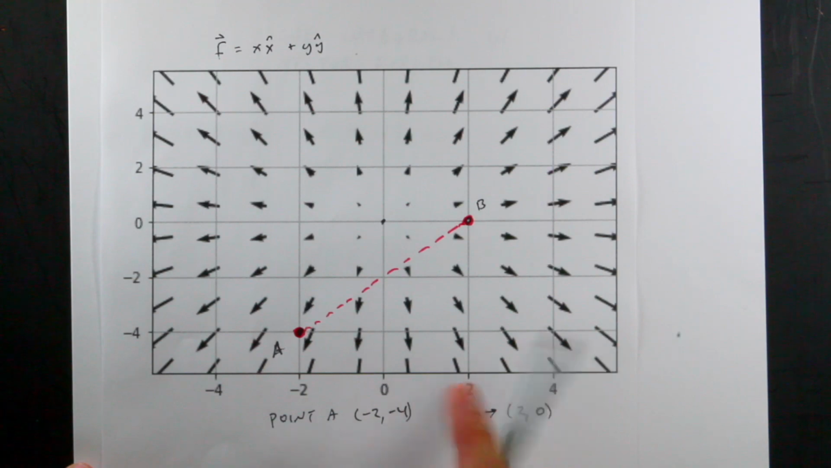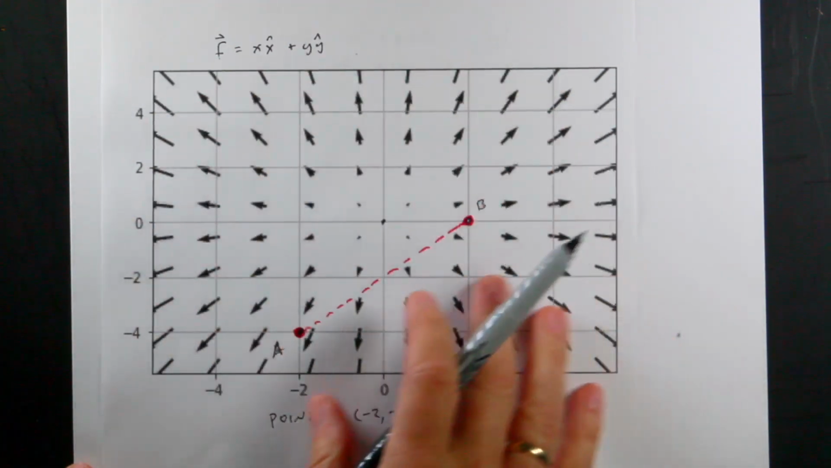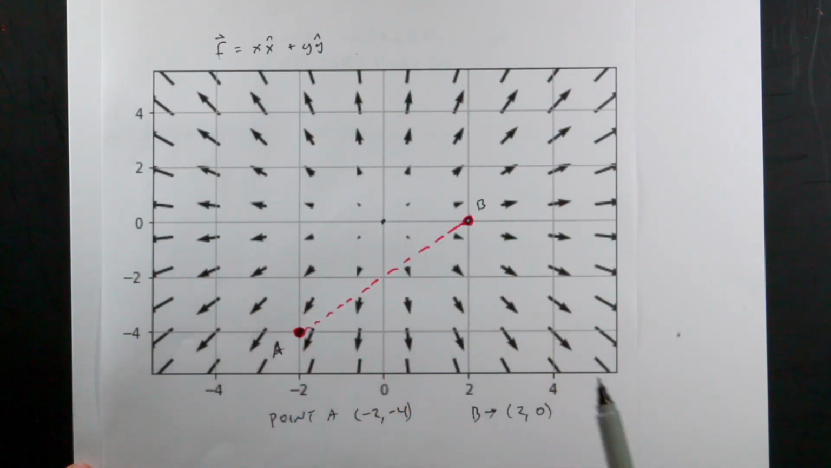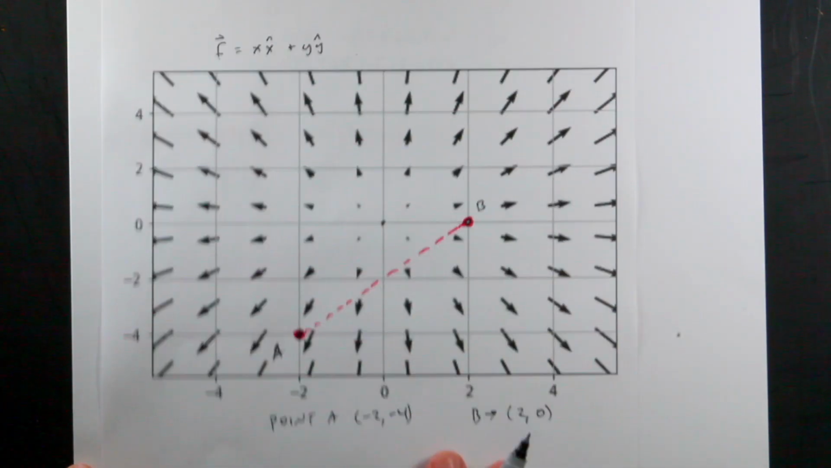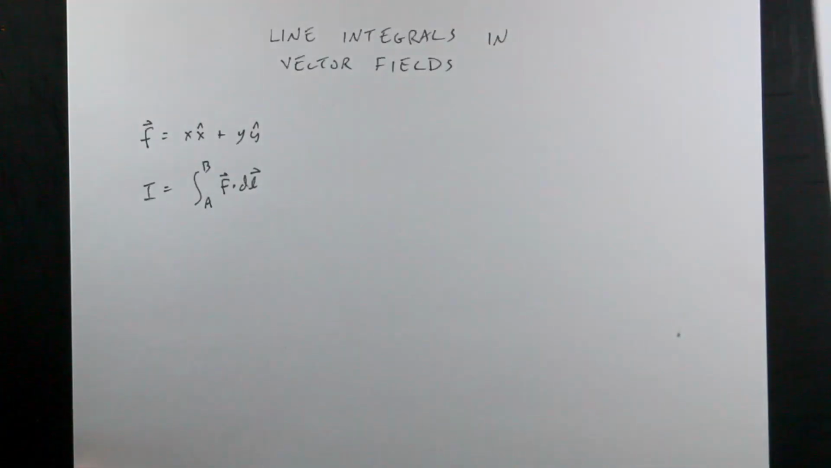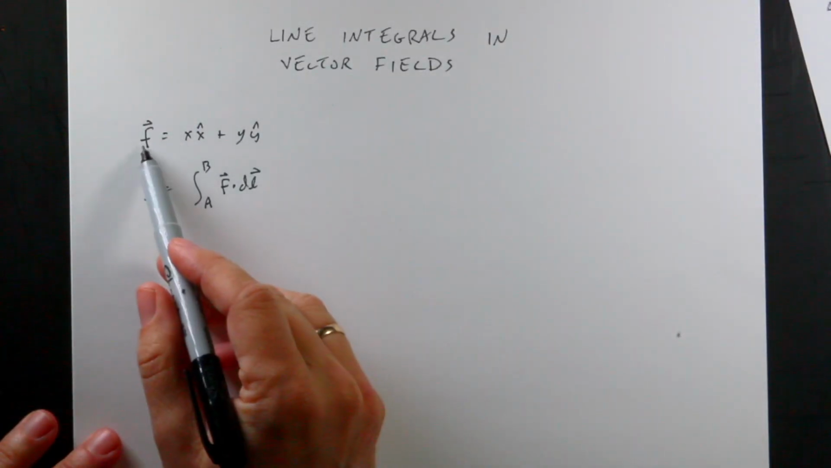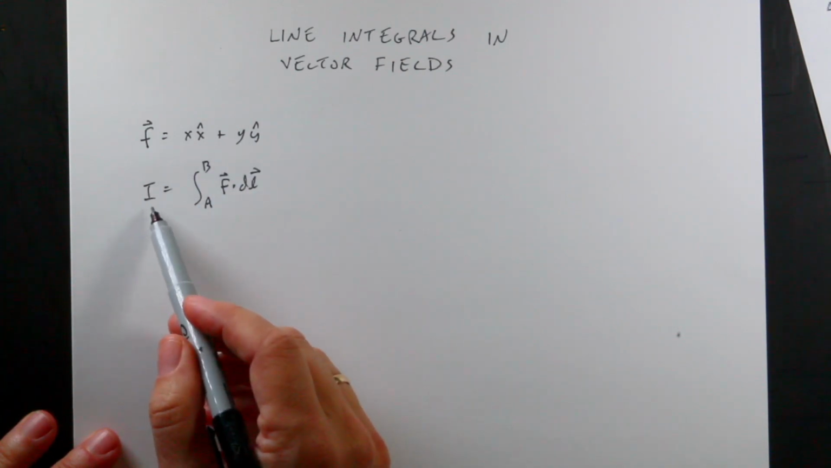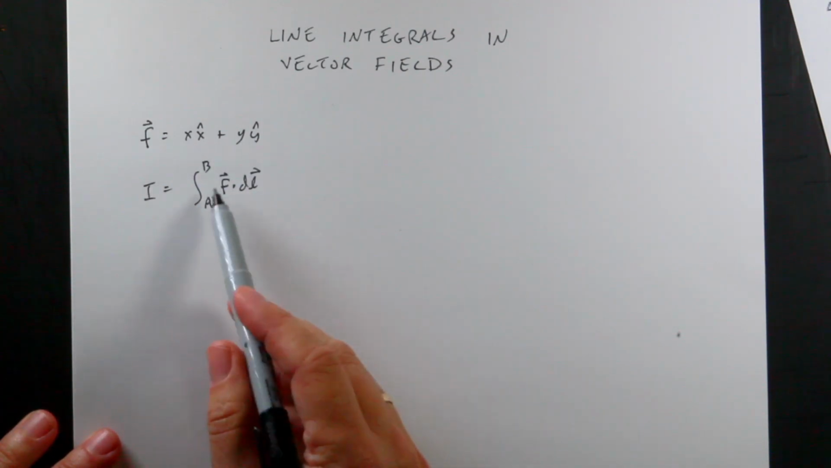I'm trying to think right now. So imagine what this would be like. Imagine this is some force field, and I want to find the work done by this field. So that would be the integral of F dot dl. Okay, that just is an example. Okay, so let's go over here. So here's my vector field, F equals x hat plus y hat, and I want to find the integral, I'm calling it I, from A to B of F dot dl.